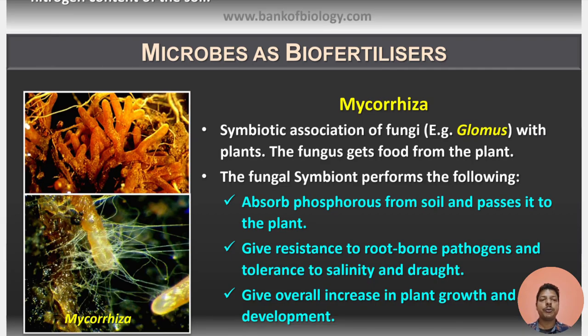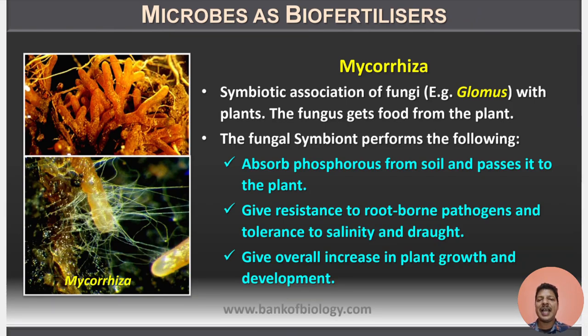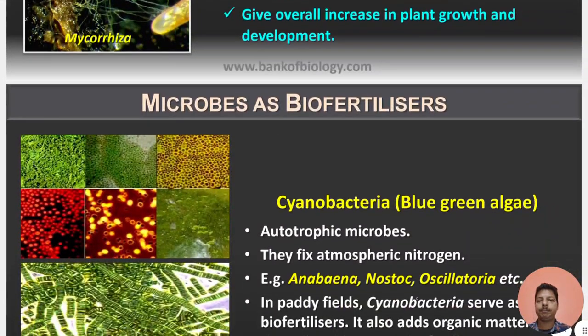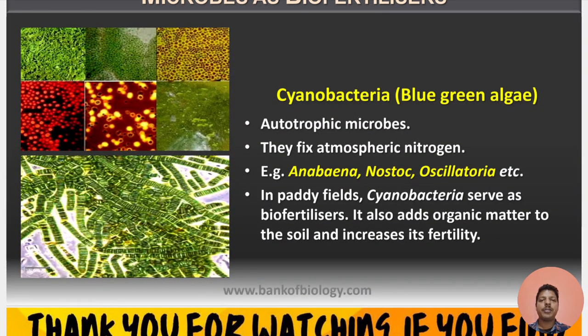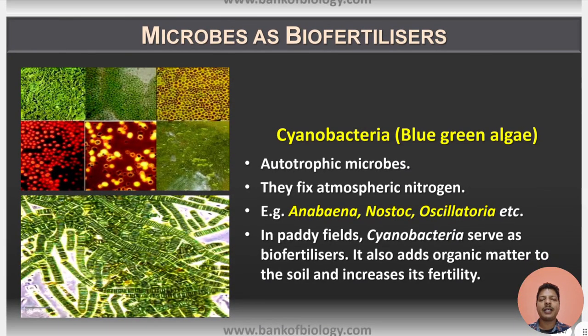The fungus gets food from the plant. The fungal symbiont performs the following: first, absorbs phosphorus from the soil and passes it to the plant. Second, gives resistance to root-borne pathogens and tolerance to salinity and drought. Third, gives an overall increase in plant growth and development. Cyanobacteria, blue-green algae, are autotrophic microbes that fix atmospheric nitrogen, for example Anabaena, Nostoc, Oscillatoria, etc. In paddy fields, cyanobacteria serve as biofertilizers. They also add organic matter to the soil and increase its fertility.